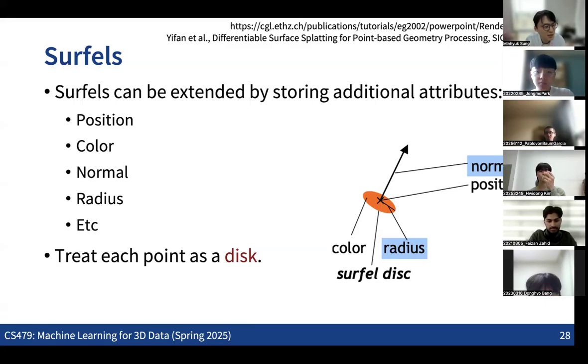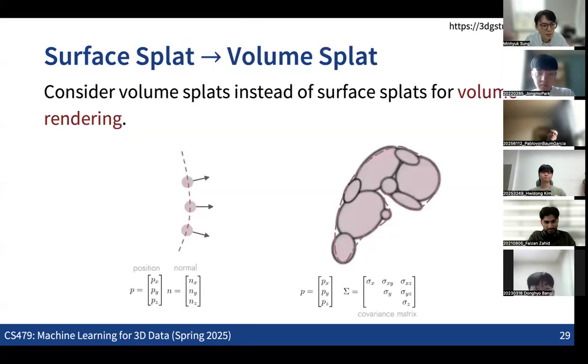So when you see each point as a disk, the question is how we can effectively do rendering with the tons of disks that we have in the 3D space. This was the idea that was discussed with the name of the surfel. And then after that, people started to extend this idea, not just having a disk in the 3D space, but also defining some kind of volume in the space.